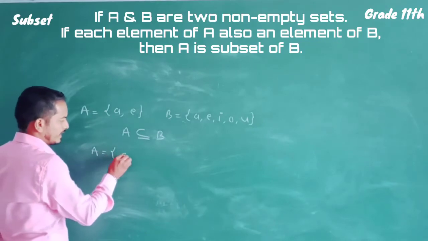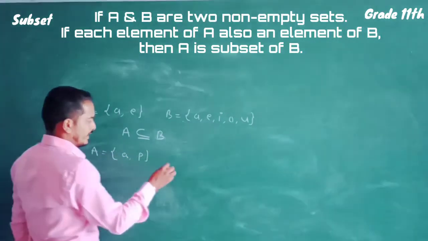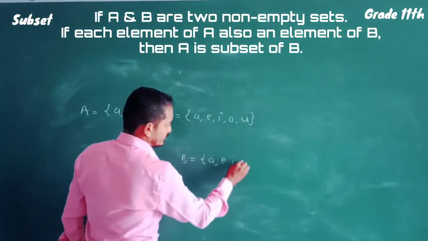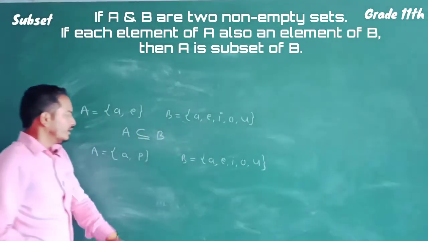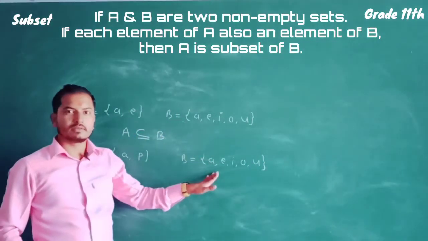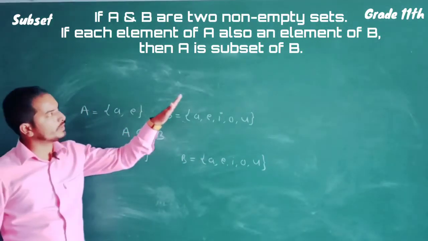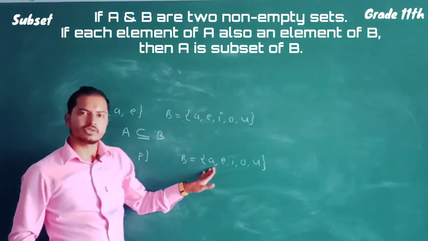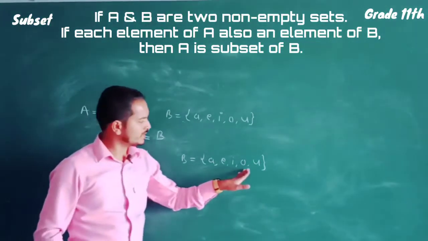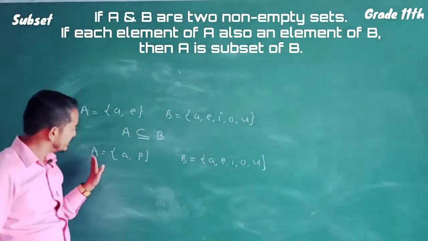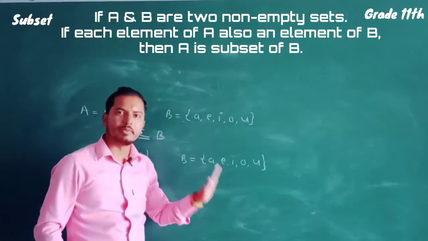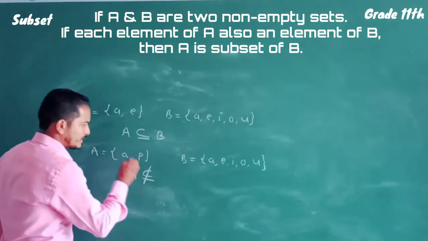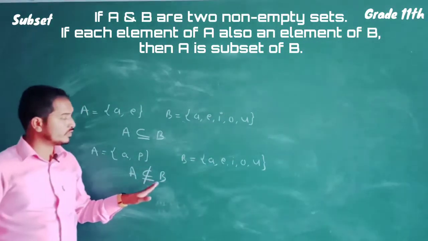Now let us take another example. A set A = {a, p}, and a set B = {a, e, i, o, u}. Here A is a subset of B only if it satisfies the definition, that each element of A is also an element of B. But a is here, then a is also here; p is here, but p is not here. It means this set A is not a subset of this set B. In representation we will write A is not a subset of B.